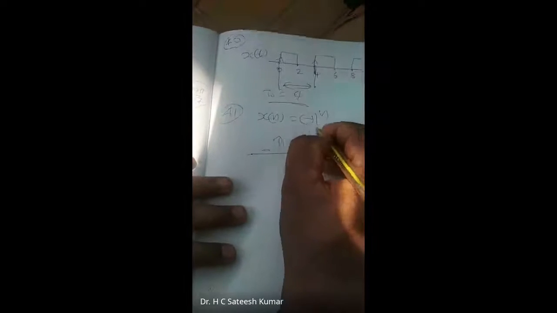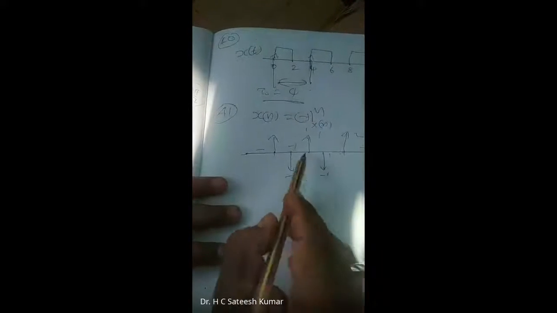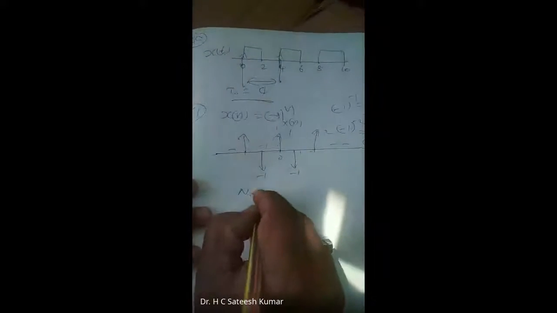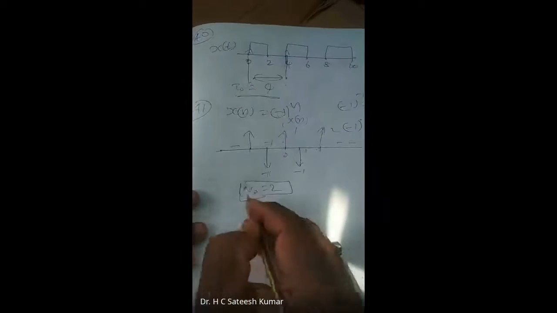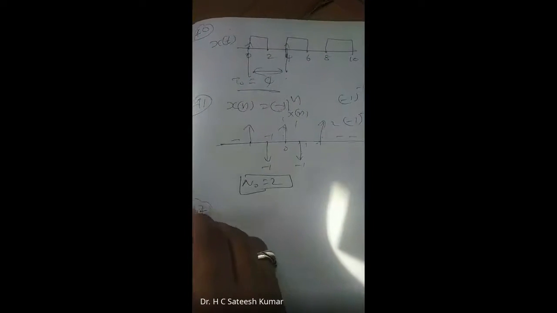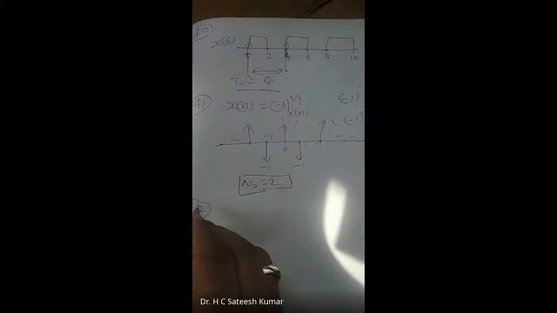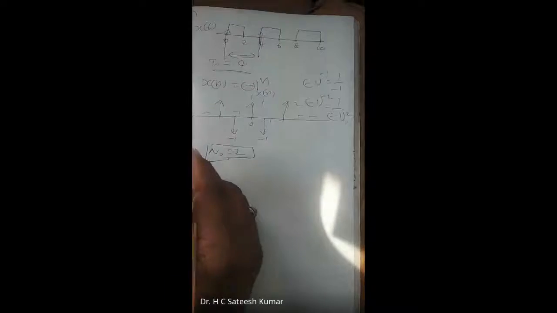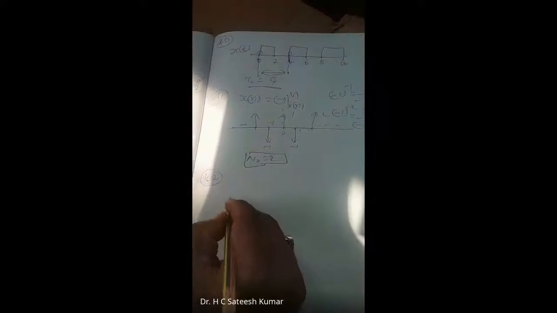So like that, we have this. Once you sketch the signal, you observe it. Check it: 1, 2. The same thing is repeating. Therefore, N naught is equal to 2. So by observation only, we can do it. So we have many problems of this kind. Now, let us take one more problem, which is of this sort.